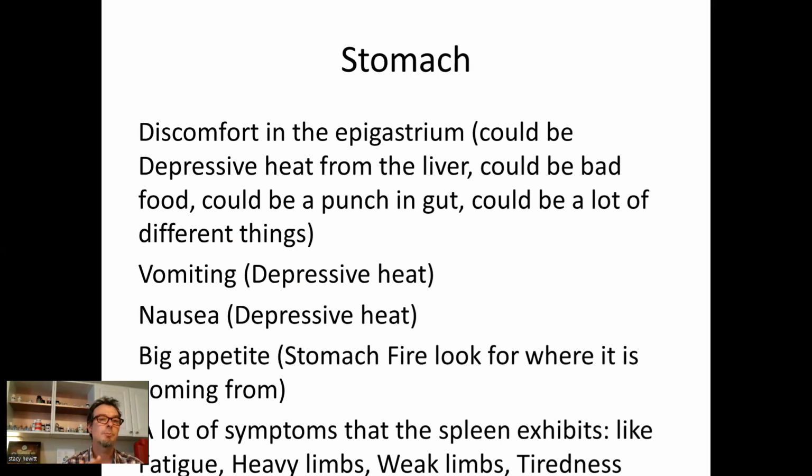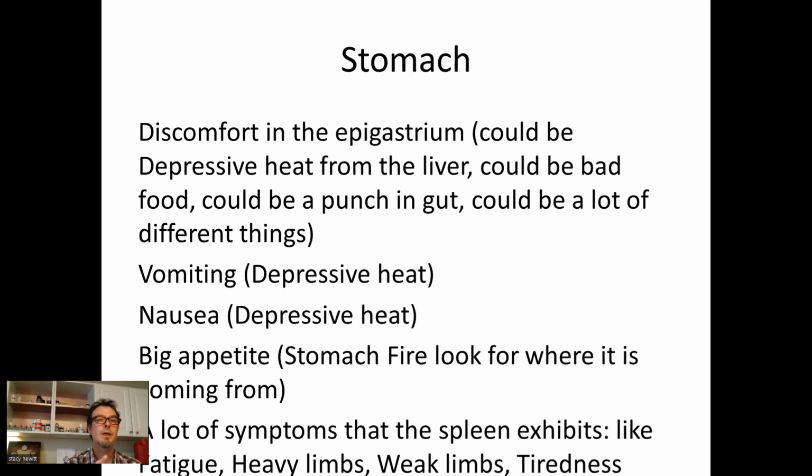Vomiting could be depressive heat. It could be that liver once again attacking the stomach and giving it rebellious chi. So check that out. Nausea, same thing. It could be something, well, not anything, but look at the liver to see if that's not attacking it.